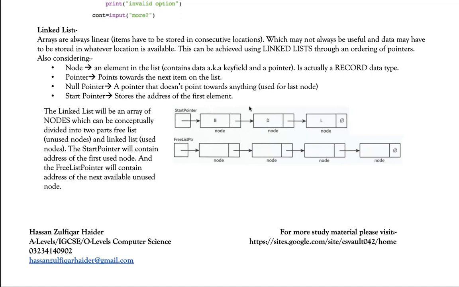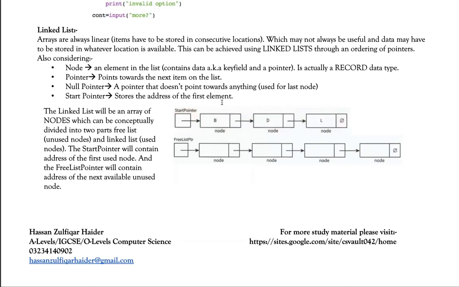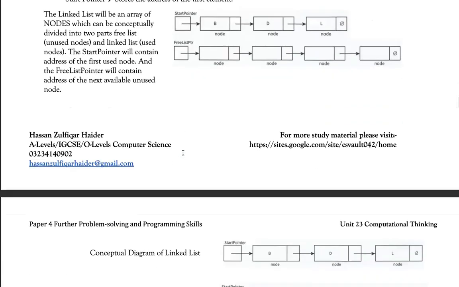As you can see here, both the start pointer and your free list pointer have null at the last node, and that means there is no node after this. So we have two variables here, the start pointer and the free list pointer. The start pointer is pointing towards the first node in your actual used linked list. If the start pointer has a value null in it, that means that your linked list is empty. None of the nodes have been used. On the other hand, if your free list pointer has null in it, that means there are no more free pointers available and your array of nodes has been completely filled.